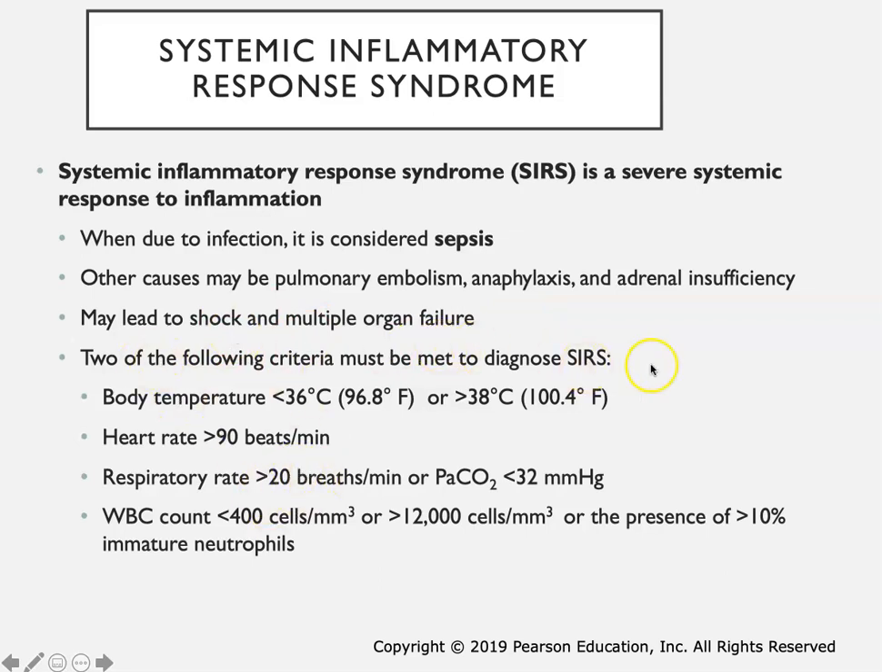It says here 2 of the following criteria must be met to diagnose SIRS. Body temperature that's too low, body temperature that's too high, heart rate increase, respiratory rate increase, and then obviously looking at that white blood cell count.